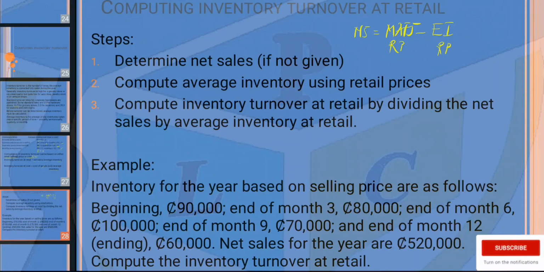So now, first determine your net sales if not given, right? And then second, compute your average inventory using the retail prices, because you're talking about retail, so using the retail or selling prices. And then lastly, compute your inventory turnover at retail by dividing your net sales, very important, by what? Your average inventory at retail. So let's take note of that.